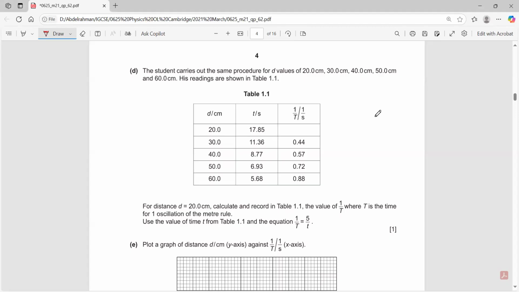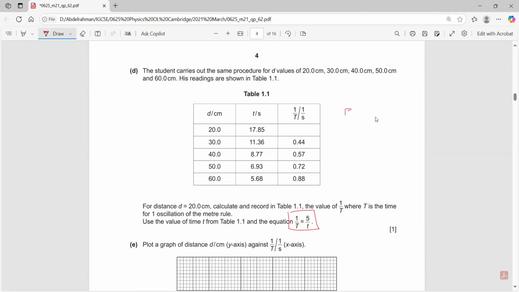17.85. What is 17.85? This is the time for 5 oscillations, right? Use the value of t. He gave you the equation. Yes, you can find 1 over T. 1 over T would be equal to 5 over small t.